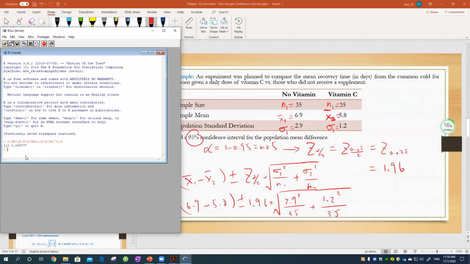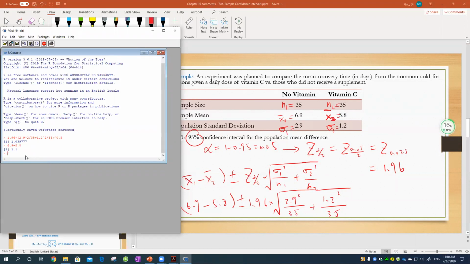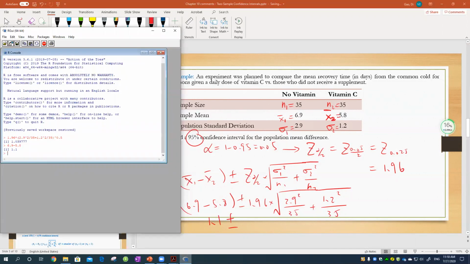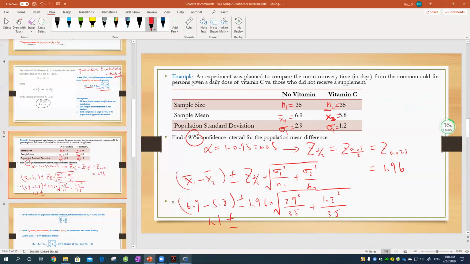And then the point estimate is the difference of the two sample means. 6.9 minus 5.8, so that's 1.1. So what we really have is 1.1 plus or minus 1.04. So that is 1.1 minus 1.04 to 1.1 plus 1.04.